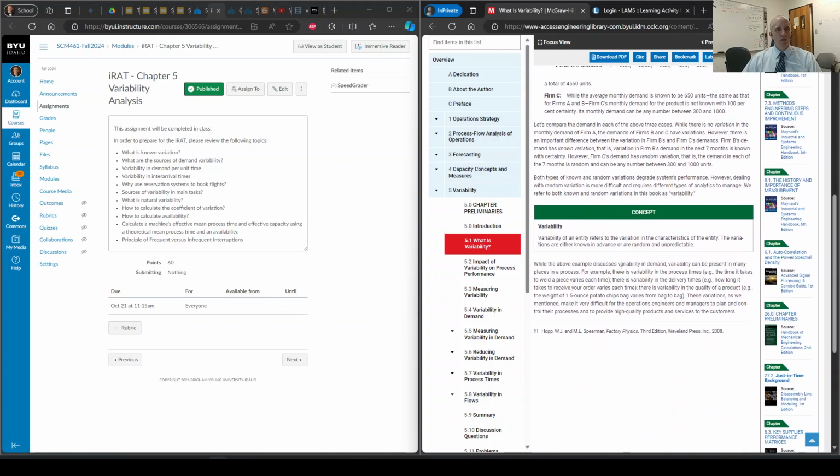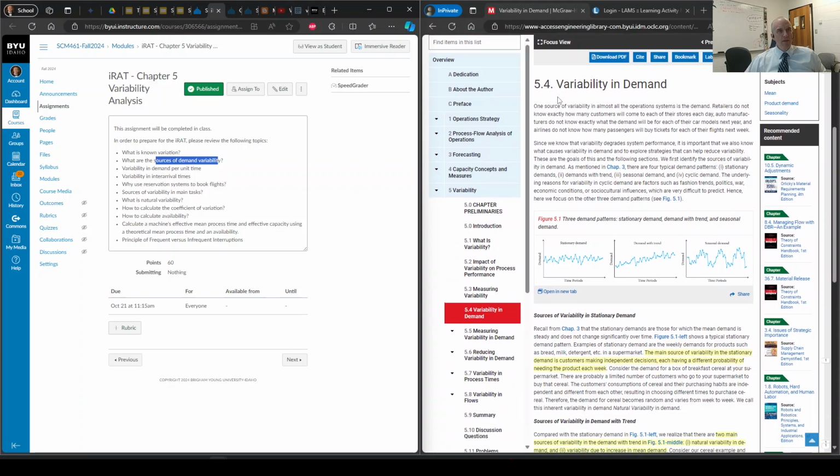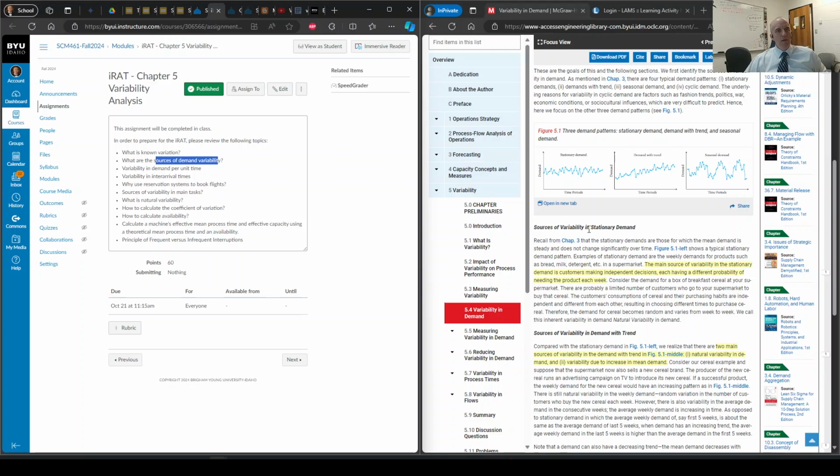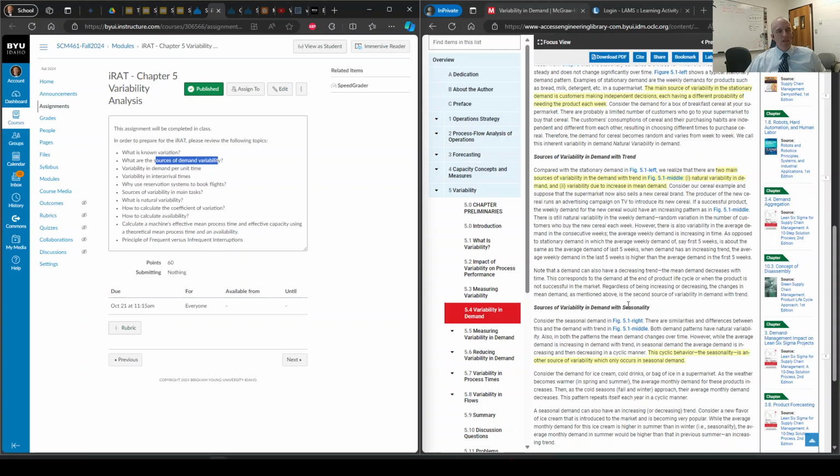There are some sources overall of variability here. There's variability in the process time, variability in delivery time, variability in the quality of the product. But in addition to these types of variability, there's also variability associated with demand. So the sources of demand variability can be found in section 5.4, talking about variability in stationary demand, variability in demand with trend, and variability in demand with seasonality.